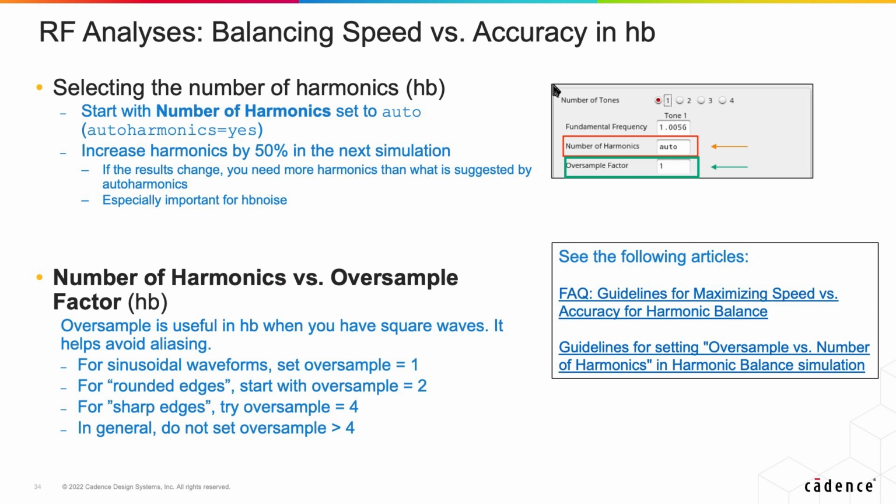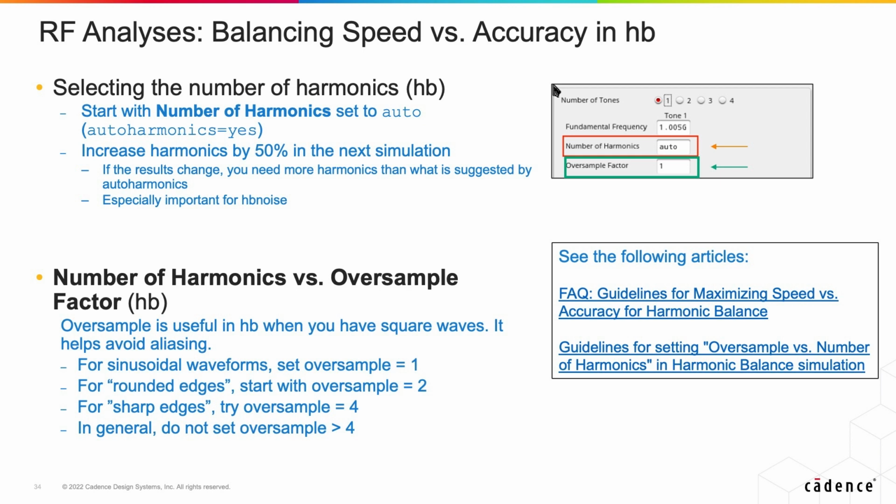Again, selecting the number of harmonics, I already went through the basic premise of it. Use auto harms, and then use the number of harmonics auto, and if you want to really double check, increase the number of harmonics by 50% and see if it changes the answers or not. But always make sure you use auto.